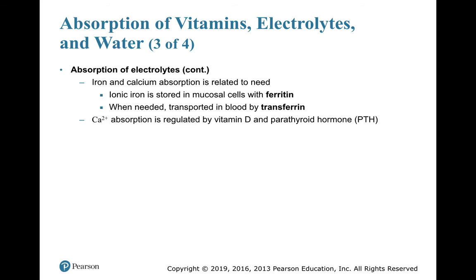Iron and calcium absorption is going to be related to need. Ionic iron is stored in mucosal cells with a protein called ferritin, and when it is needed, it is sent to the blood where it's picked up by a different protein called transferrin. It allows us to transport the ion. Calcium absorption is going to be regulated with vitamin D and parathyroid hormone.